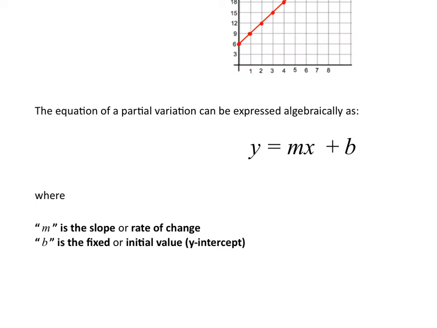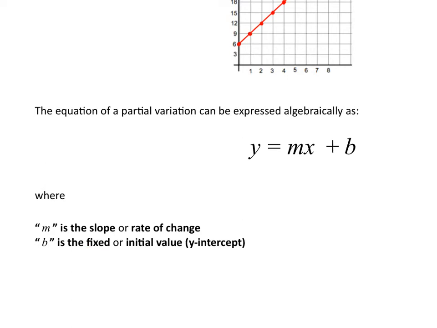If we wanted to use an equation to represent a partial variation, we could use the template y = mx + b. m, as we know, represents the slope or the rate of change. x and y represent the values of coordinate points or data points that are part of your linear relation, and b represents your initial value. Some other names that we can use for b are things like the y-intercept, or another third name that you might see used to describe b is something called a fixed value.